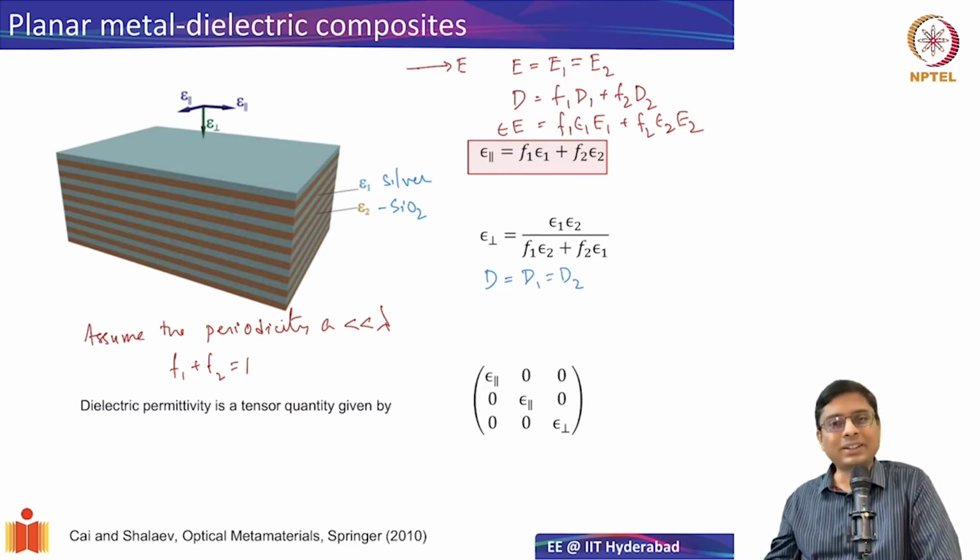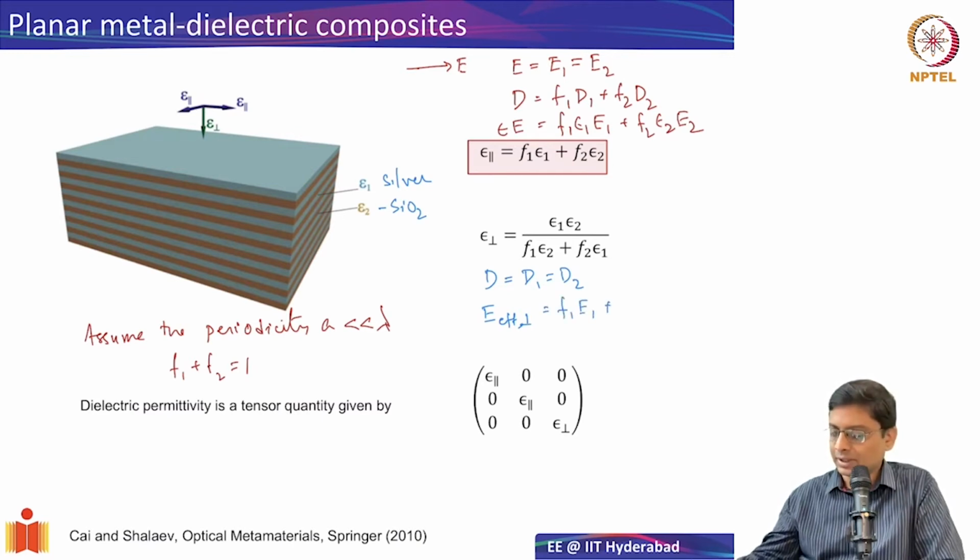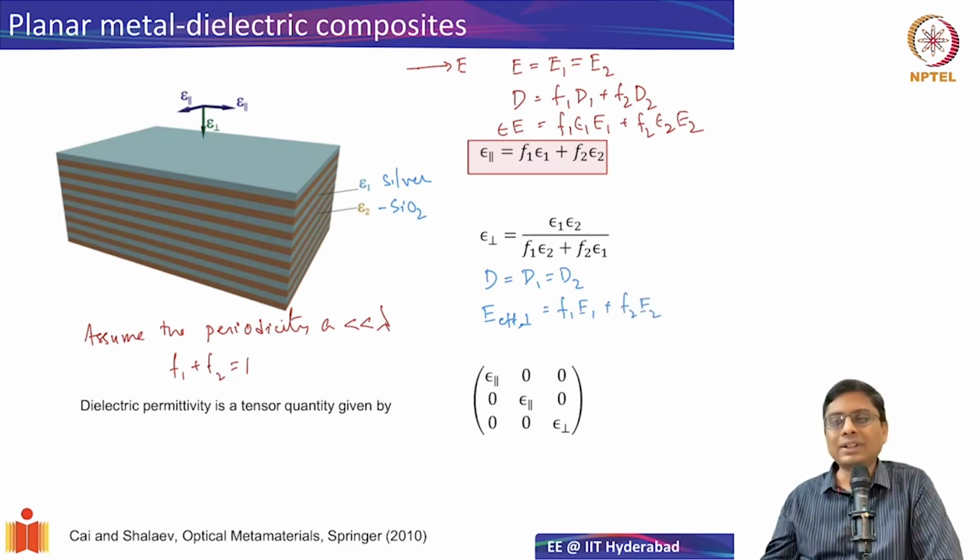And what happens to the electric field E? Well, since my periodicity is much smaller than lambda, I'll simply define it as an average. So now my E effective, or I'll call it E effective perpendicular, just making it explicit, is going to be equal to F1 times E1 plus F2 times E2. Once I take this, we know what E1, E2, and D are.